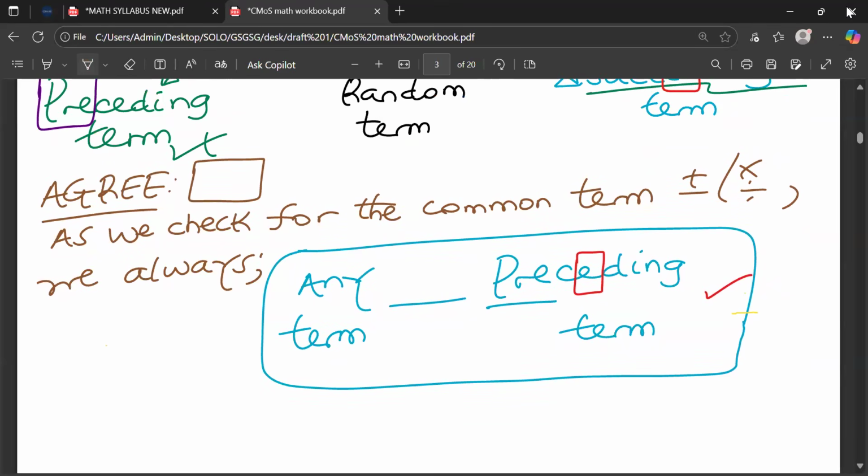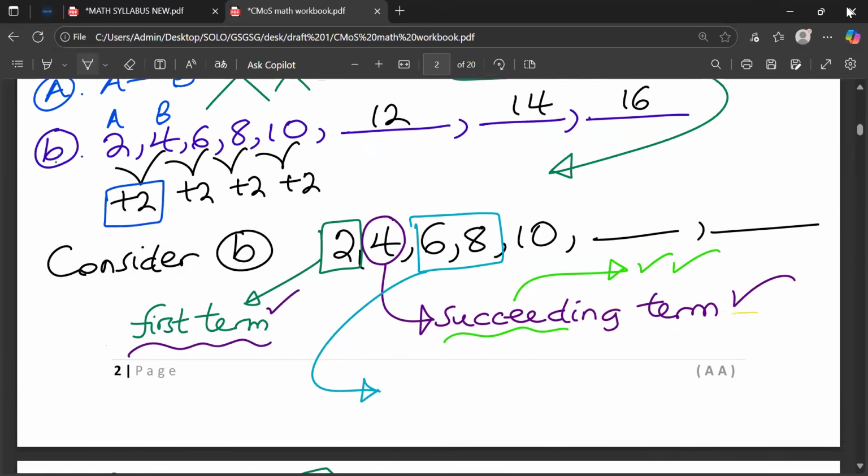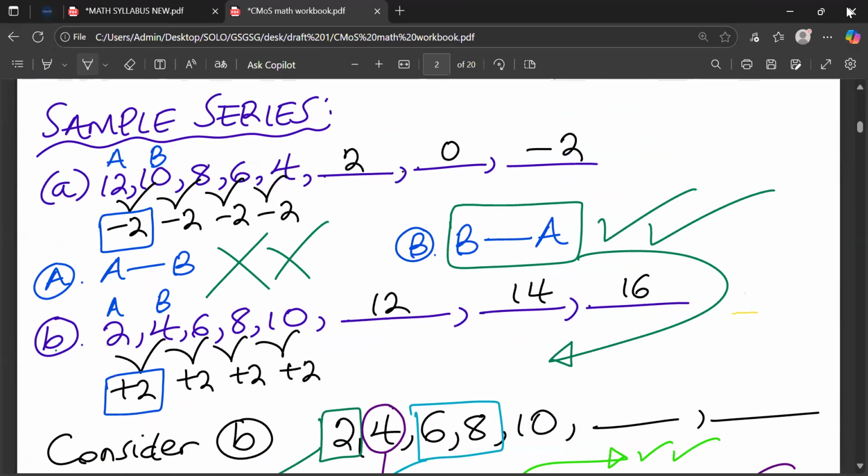Because you people said we always do B minus A, like the term minus the term before it. That's how you people come out with that too. Someone who said that we always use both, you're lying. Wrong cannot happen. Deep down in your mind, you also know you'd be like 10 minus 12.